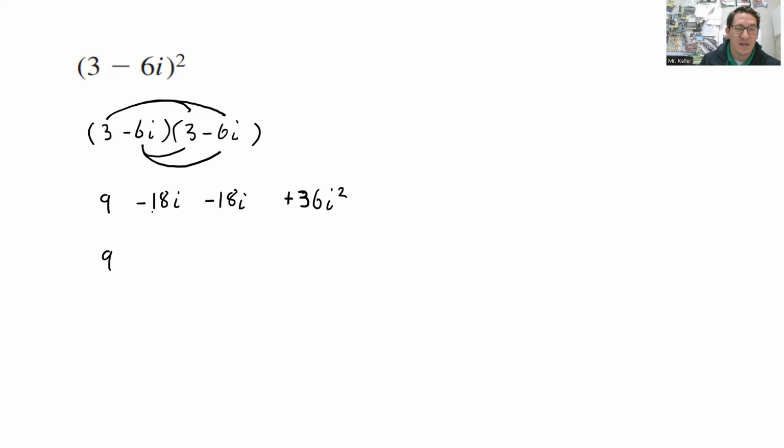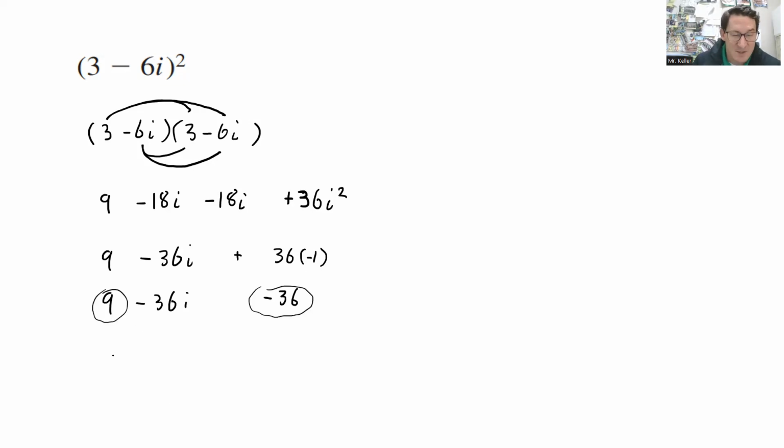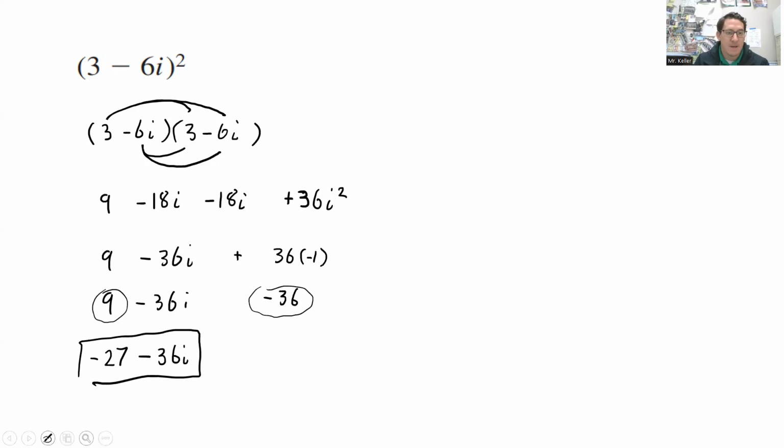Clean this up. So 9, then -18i minus 18i is -36i, plus 36 i squared. I squared is negative 1, so 36 times -1 is negative 36. So I have 9 minus 36i plus negative 36, or just minus 36. I have these like terms on the outside, so I'm going to combine them. 9 minus 36 is negative 27, minus 36i. Done with that.